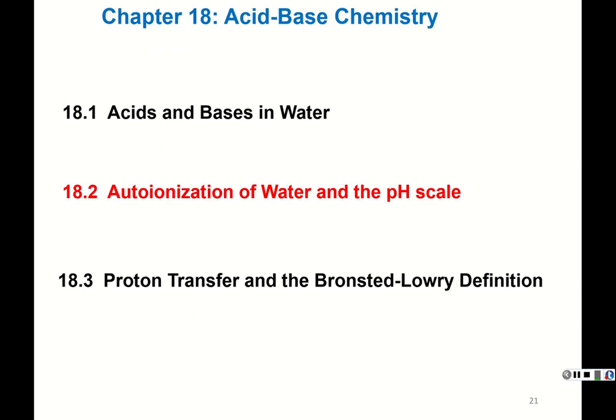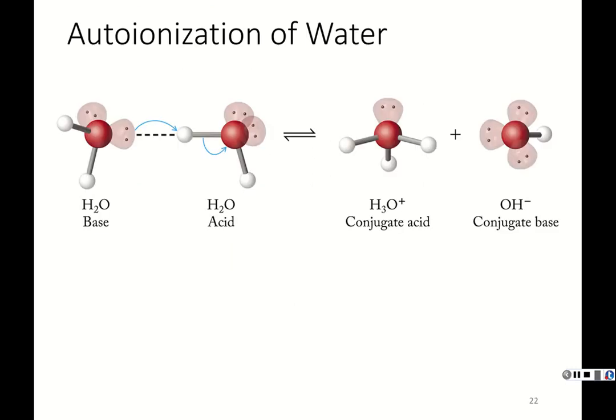Okay, moving on to section 2 of chapter 18. This is where we talked about the autoionization of water. And that's how water by itself will undergo what's known as autoionization, where one water molecule can pick up the proton from another water molecule and form an H3O plus, so sort of like an acid, and then the water that lost a proton will be an OH minus, so that's sort of like a base. Okay, so water can kind of undergo this by itself.